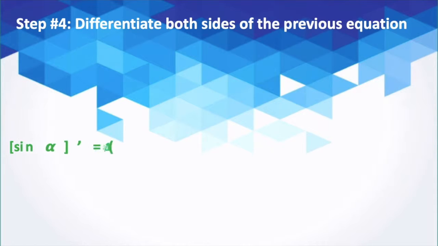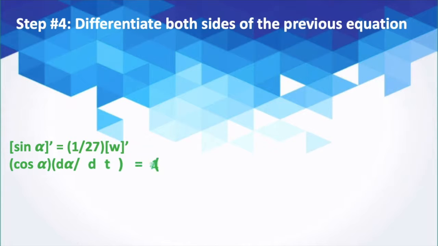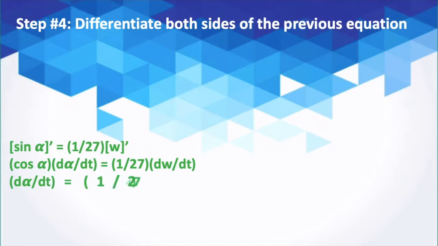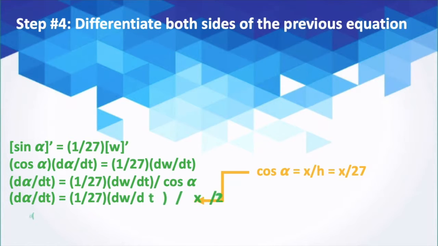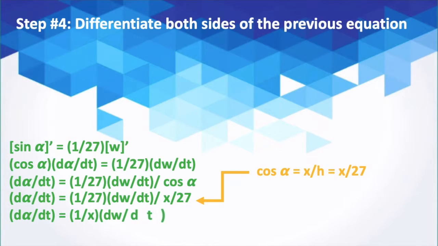Once we differentiate both sides, we get on one side cosine of alpha that multiplies d alpha/dt equals 1 over 27 dw/dt. Then we move the cosine to the other side dividing, and we know that the cosine, using the trig functions, is going to be x over hypotenuse, or x over 27. So when we simplify, the final equation will be d alpha/dt equals 1 over x that multiplies dw/dt.